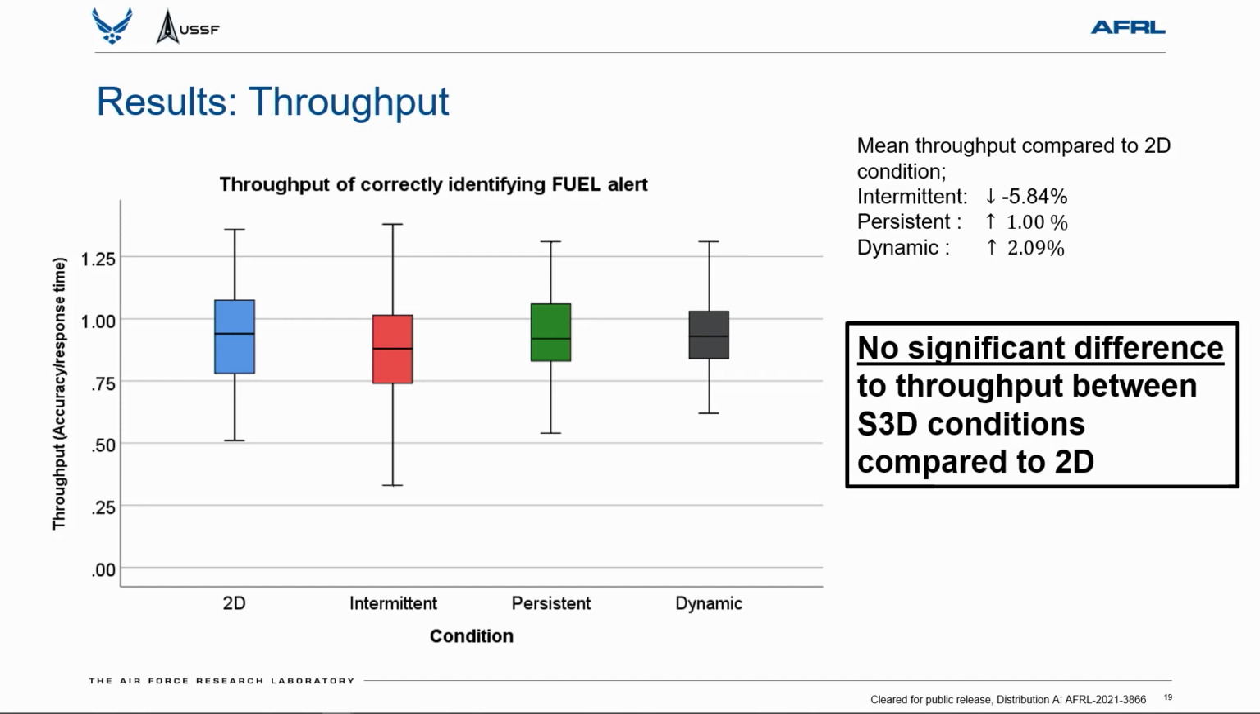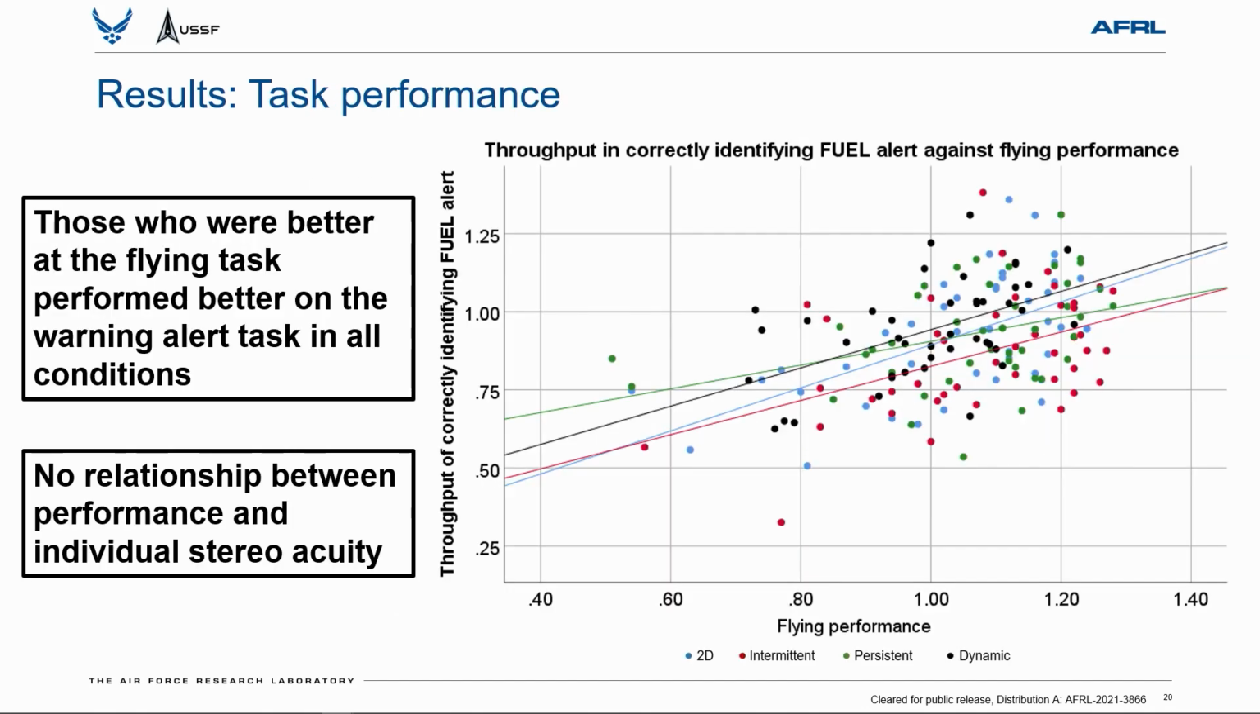Okay, so now you're asking, well, did you even create a task that was hard enough? How do you know that this task was good enough? So this is flying performance along the bottom, the x-axis. And this is how close the individual got to getting to the command location that we gave them. So how good was their flying performance against the throughput of correctly identifying the fuel warning alert symbol. And hopefully you can appreciate there's a positive correlation in all of the 4 conditions. So that means that those people who were better at flying also were better at the warning alert symbol task.